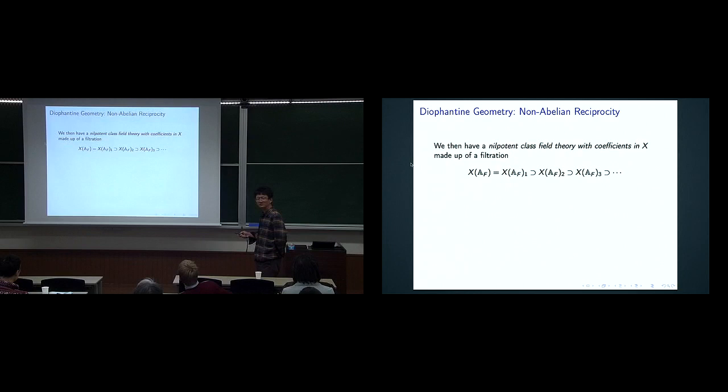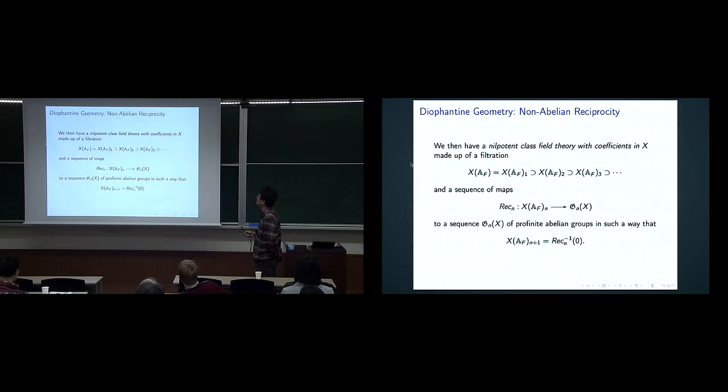And then, from these, we define a sequence of reciprocity maps. From the nth level, it goes to a set which actually is an abelian group, although the abelian group structure isn't that important. It's important that the point is a set. But they're all different for each different n. They're a different group for the different n's. And they're defined in such a way that the (n+1)st level of this filtration is the kernel of the nth reciprocity map.